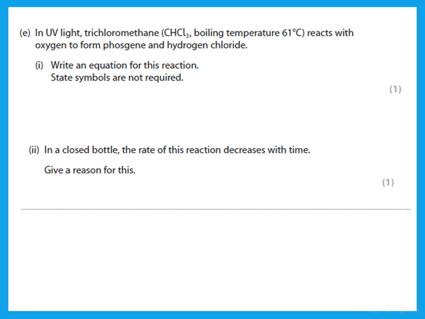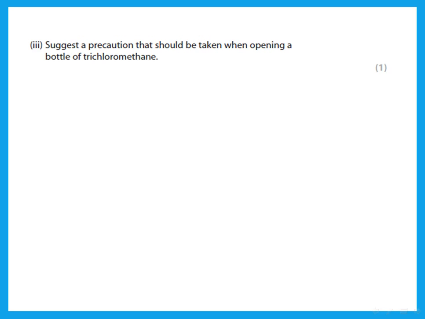Then he says, in UV light, trichloromethane reacts with oxygen to form phosgene and hydrogen chloride. Write an equation, and he doesn't want state symbols. So what we do is trichloromethane plus oxygen to give phosgene plus HCl. Do not forget to balance, if any equation has to be balanced. In a closed bottle, the rate of this reaction decreases with time. Of course, if the bottle is closed, then once the oxygen is used up, there is no more oxygen going in, so the rate will decrease.